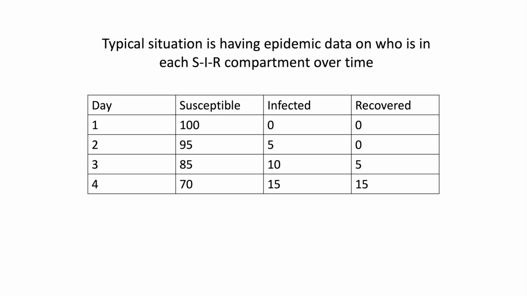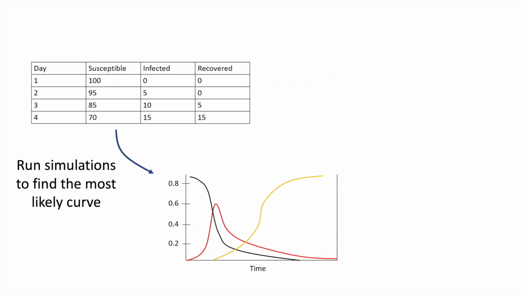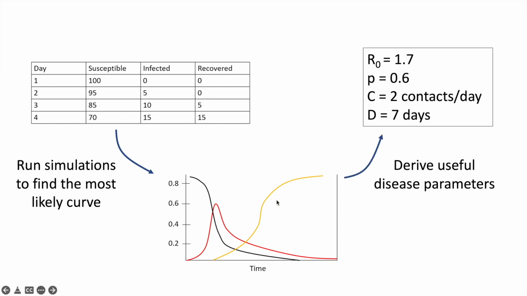Basically, you can input that into software, and the software can run a bunch of simulations where they play around with the different values that describe these functions, figure out the one that fits the data best, and then derive some of those parameters about the disease that you might not have known before. Like the R naught, how infectious it is, the probability of transmission per contact, disease duration. Those are all things you might not have had before, which is kind of interesting.